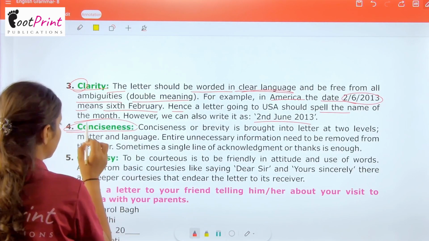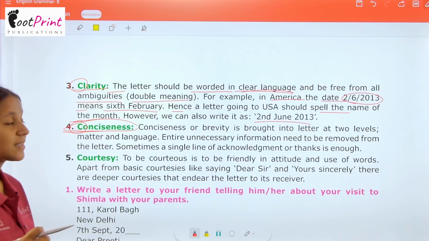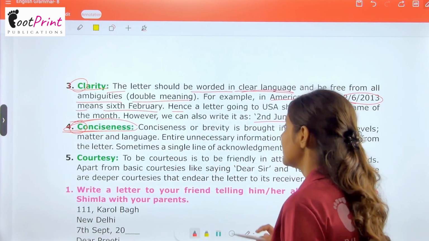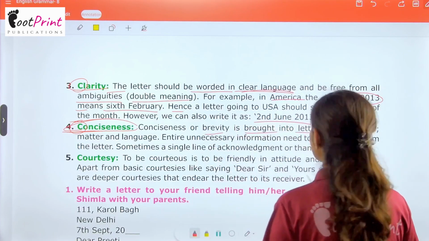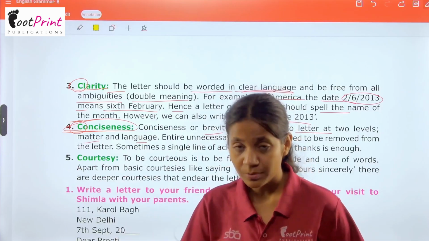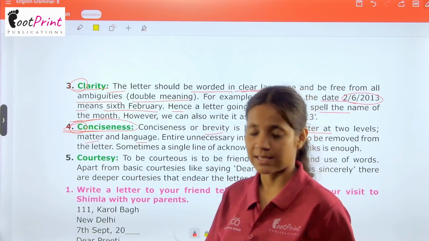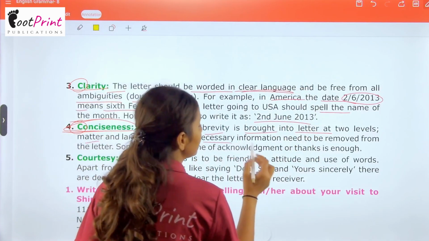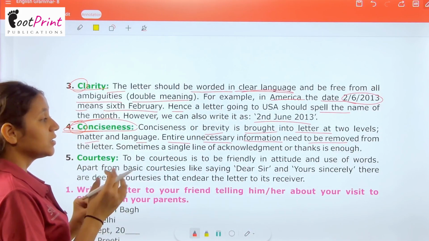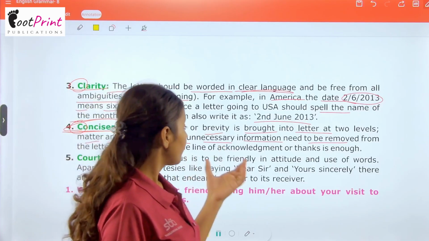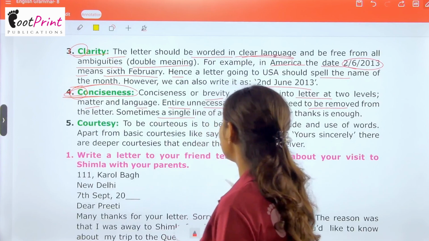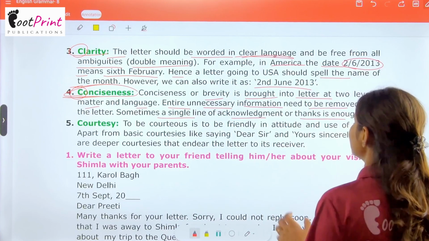Now conciseness. The fourth C says conciseness. Your letter should be concise, brief. Conciseness or brevity is brought into a letter at two levels. And what are these levels? Matter and language. The matter should be concise and the language should be concise. Entire unnecessary information needs to be removed from the letter. If there is any unrequired or unnecessary information, you should avoid it. Sometimes a single line of acknowledgement or thanks is enough.